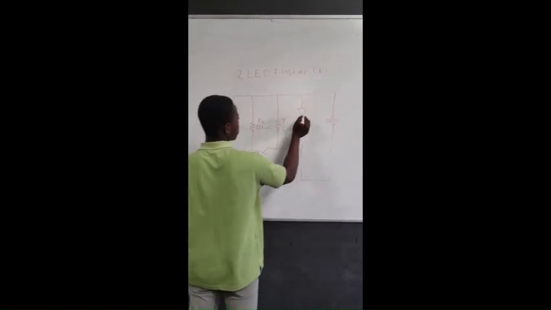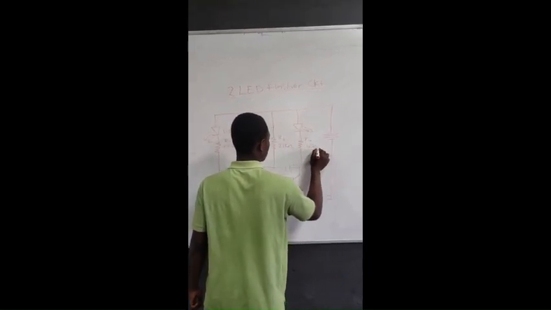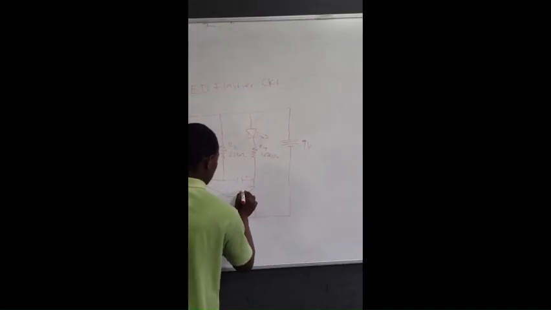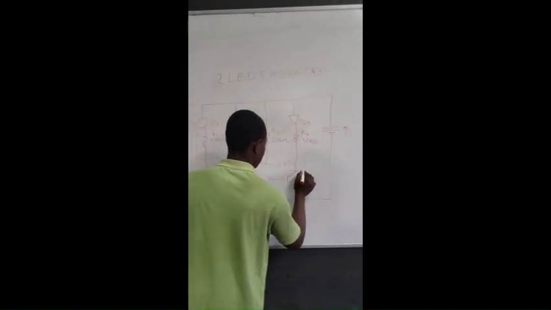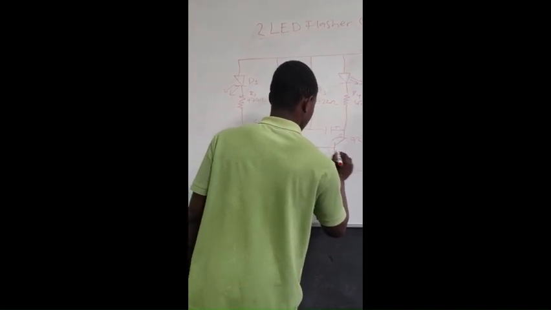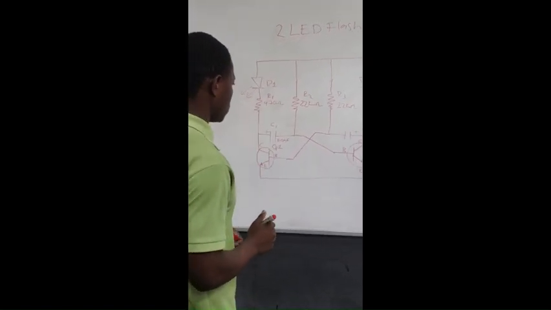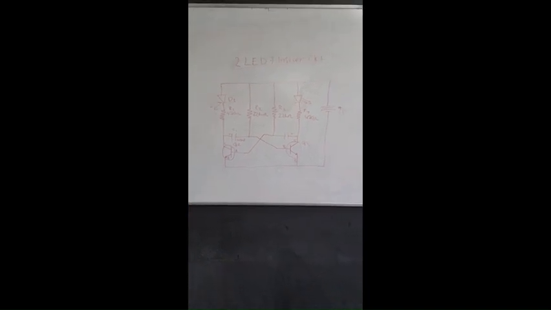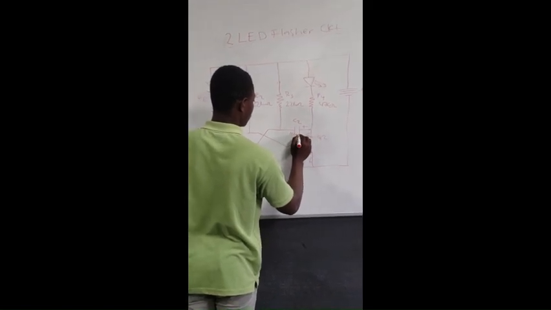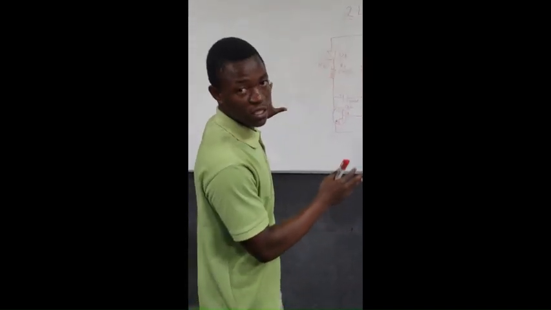LED. Our main supply, 9-volt battery. This is Q2, collector, emitter, and this. So this is our capacitor C2, 100 microfarad capacitance. So this is our circuit diagram.